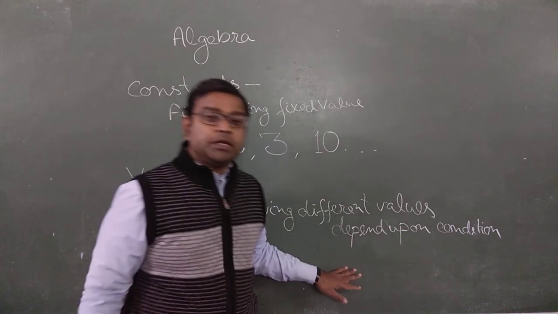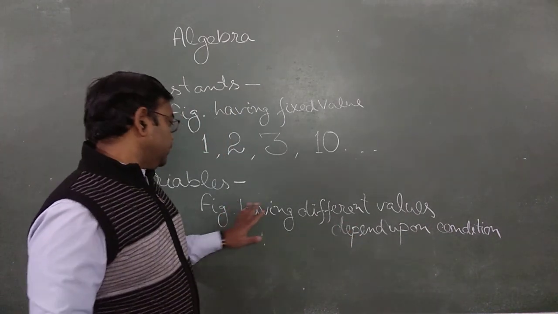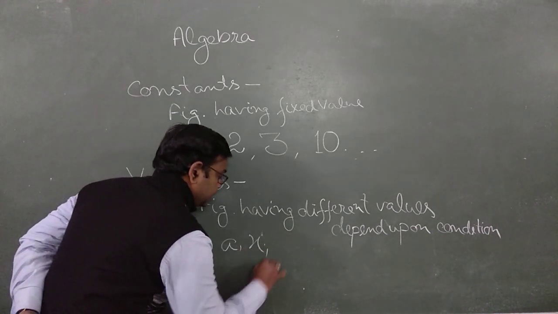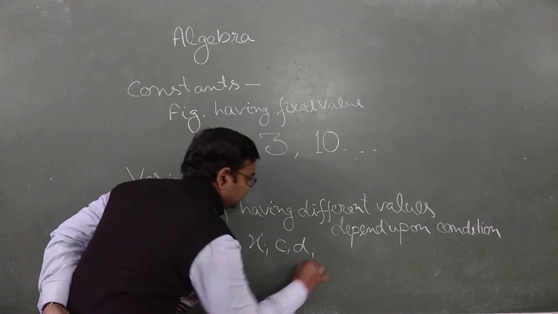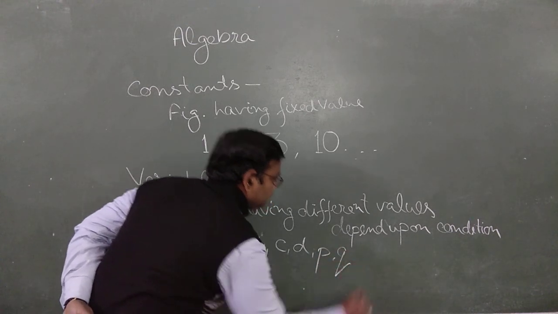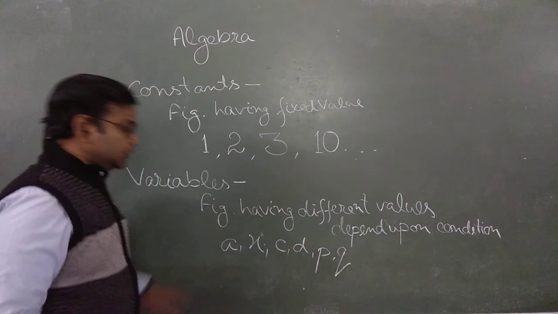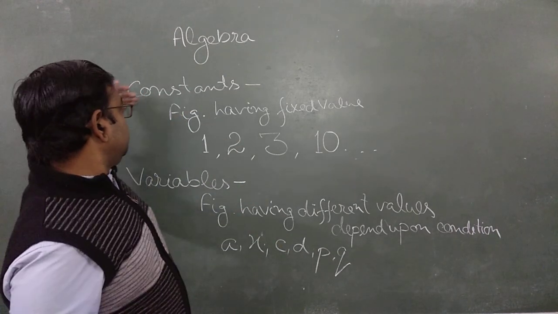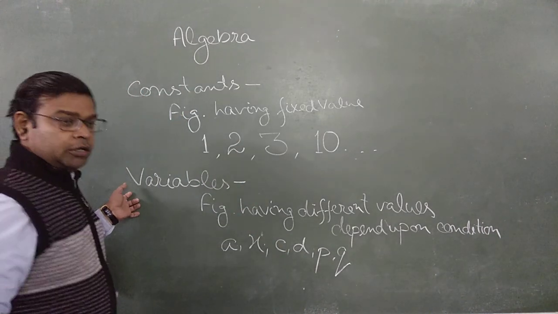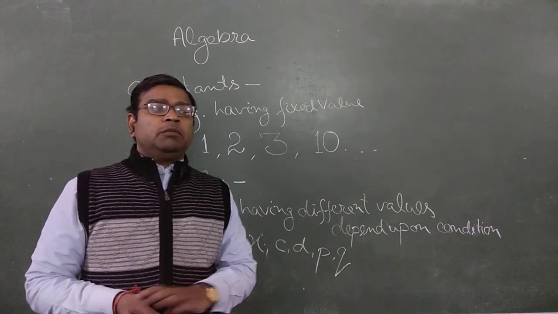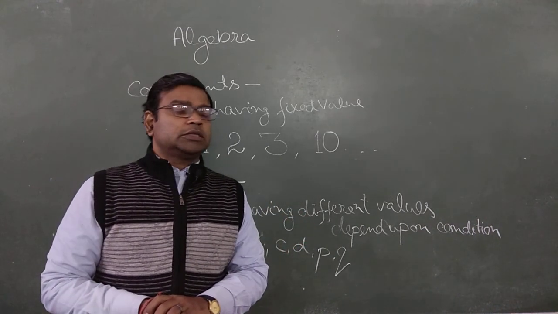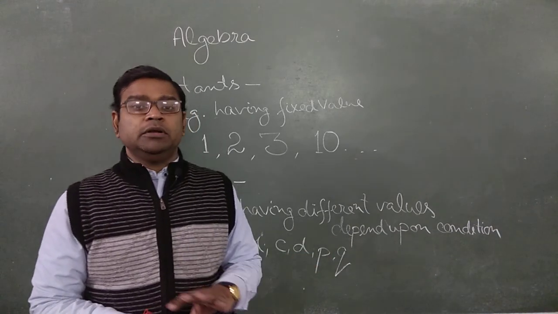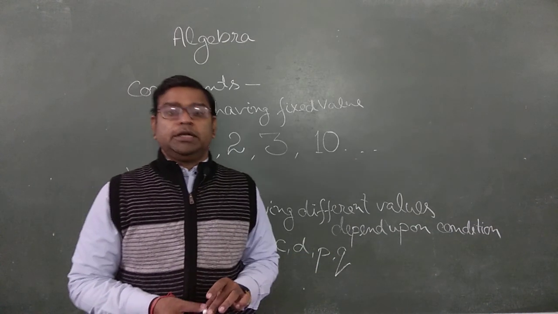Generally we express these variables by using English alphabet. For example, a, x, c, d, p, whatever you want you can use, but remember all these must be small letters of the English alphabet. So these are the concepts of constant and variables. Now we are going to discuss some exercises, solve some questions so that you can easily understand constants, variables and patterns. So let's start.